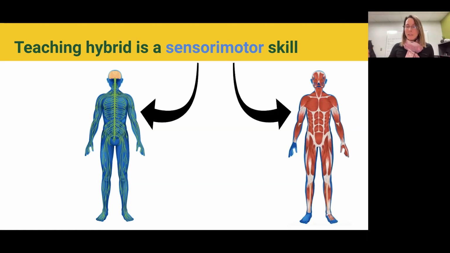And we have about 600 muscles in the human body. And oh my goodness, when you're in a classroom with two groups of students at the same time, you're using about 600 muscles to do that. And it's a skill because, like any other skill, we get better at it with practice.